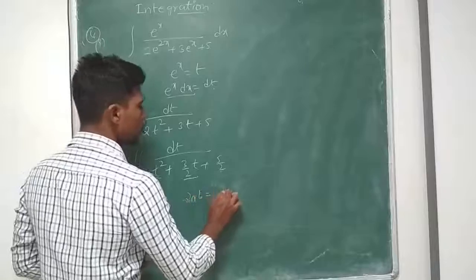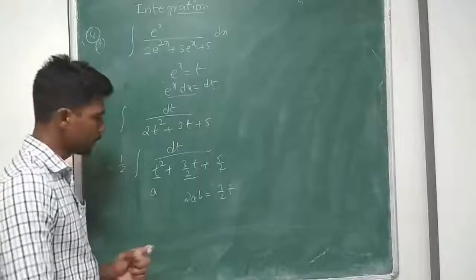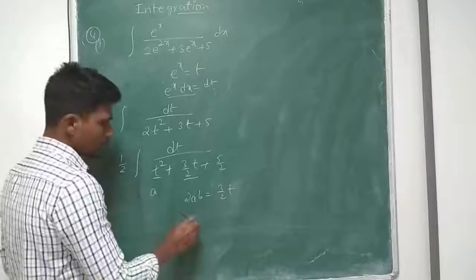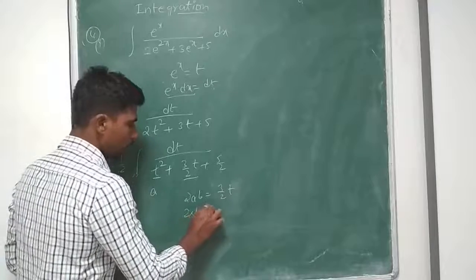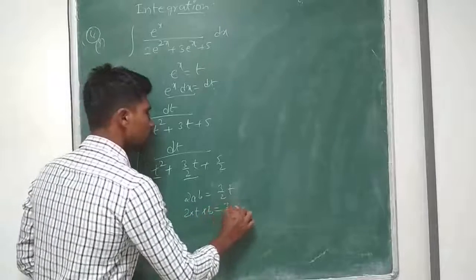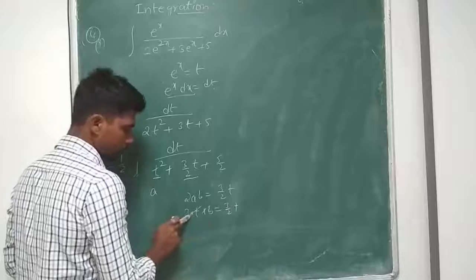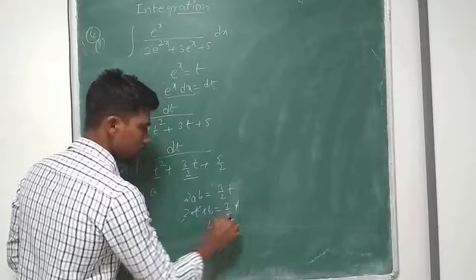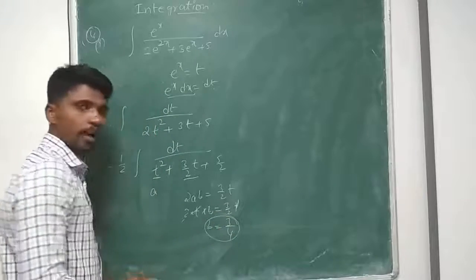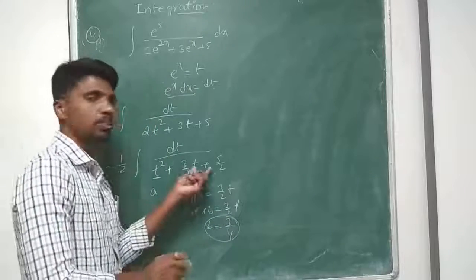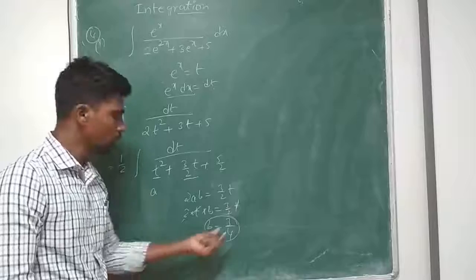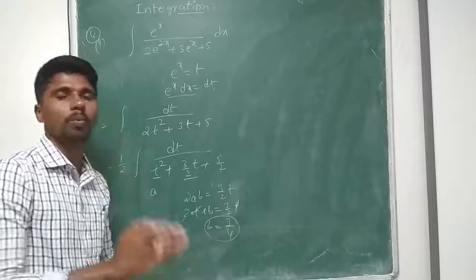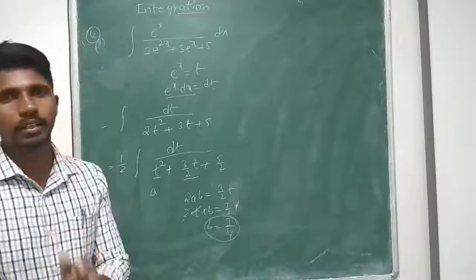Now, if I consider t as a, this becomes a square plus 2ab plus b square. 2ab is equal to 3 by 2 t, so I need to find the value of b. So 2 into t into b is equal to 3 by 2 into t. So b will be equal to 3 by 4. I need here b square, so squaring, add and subtract.